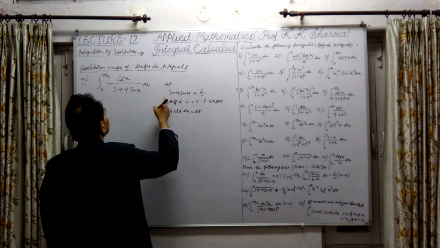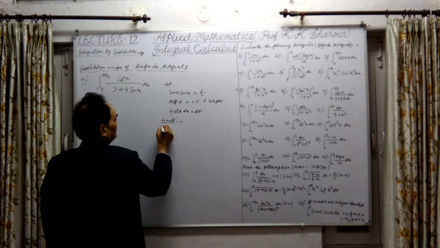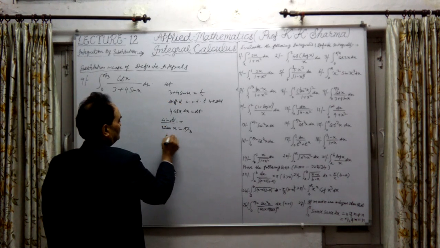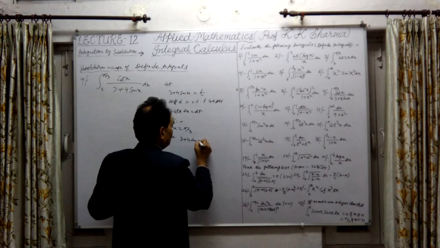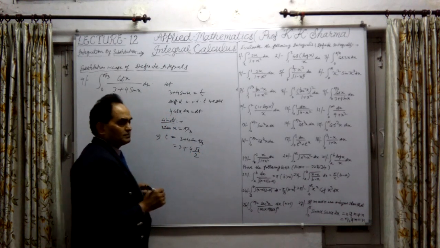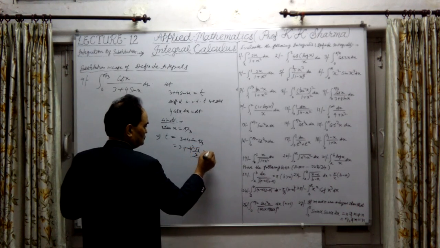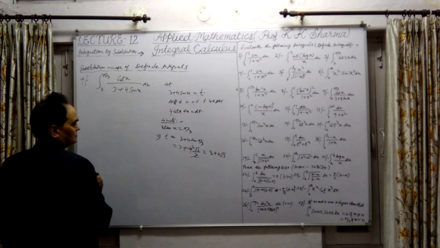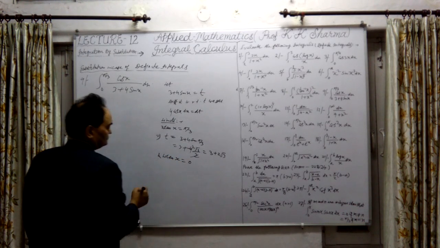Now, putting the limits here. First, let me take the upper limit, when x equal to pi by 3. Then t is equal to 3 plus 4 into sin pi by 3. This is nothing but 3 plus 4 into root 3 by 2, since sin pi by 3 means sin 60 degree, which is root 3 by 2. So this is 3 plus 2 root 3. This is the upper limit.